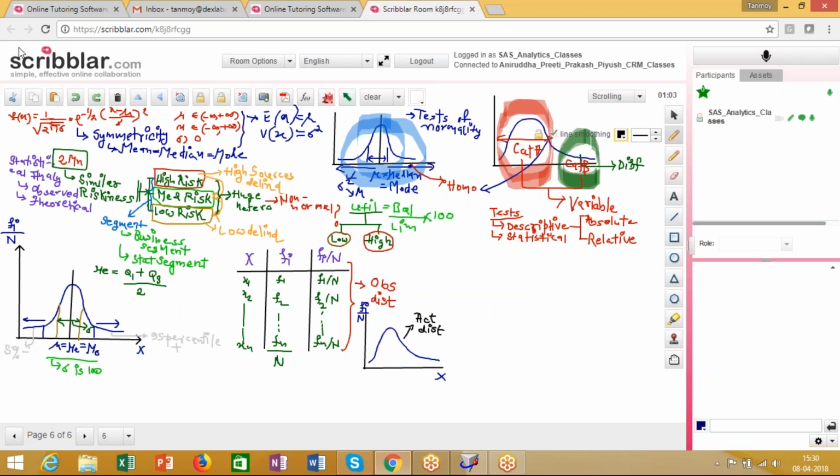Now if we have the frequency distribution, from this function when we plot this graph, we'll get the theoretical distribution. The theoretical normal distribution is this part, right? Now our objective is to know whether the distribution of a given variable x is normally distributed or not.